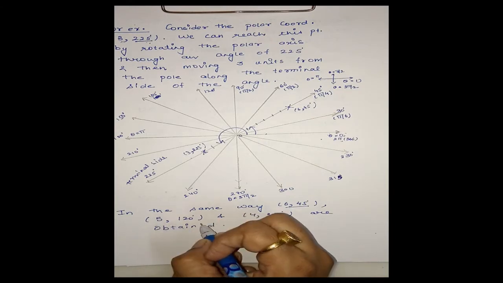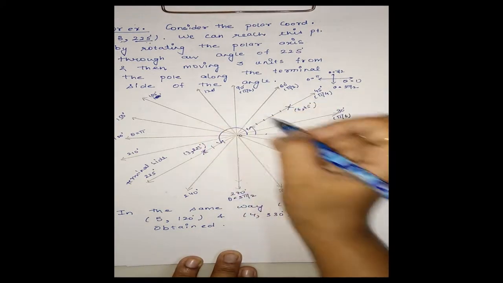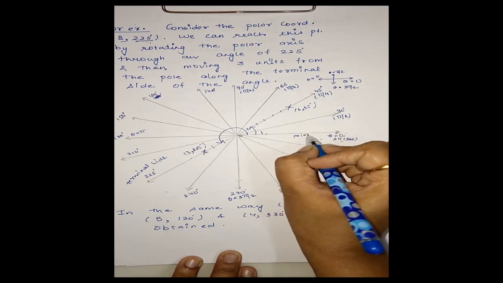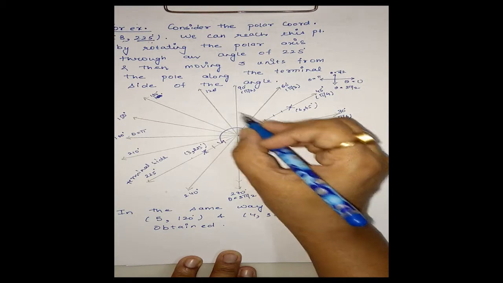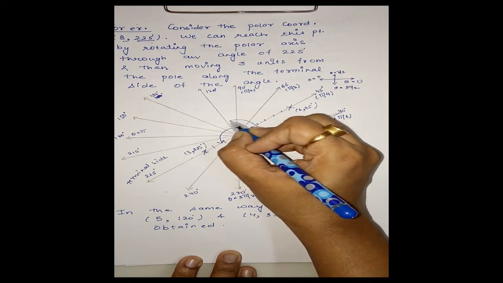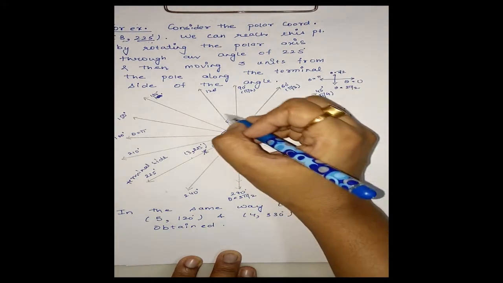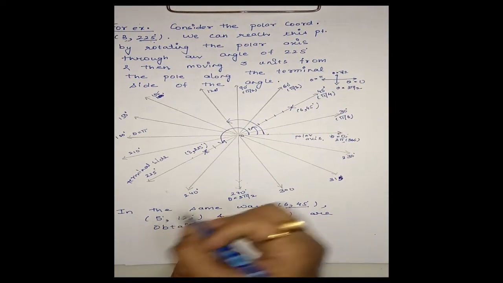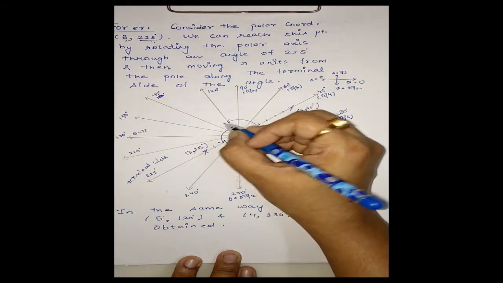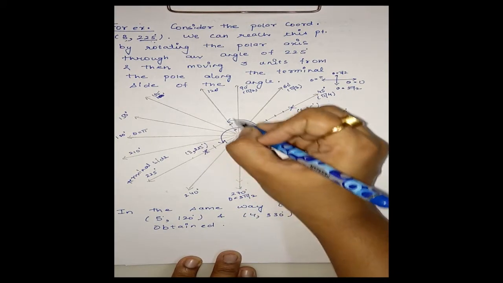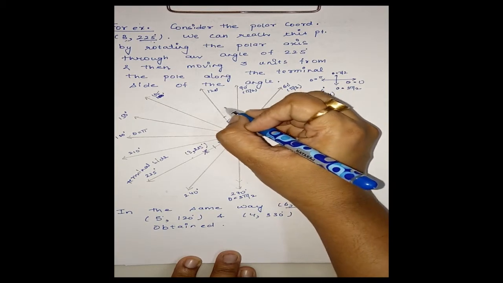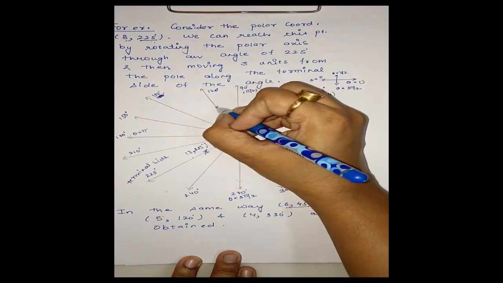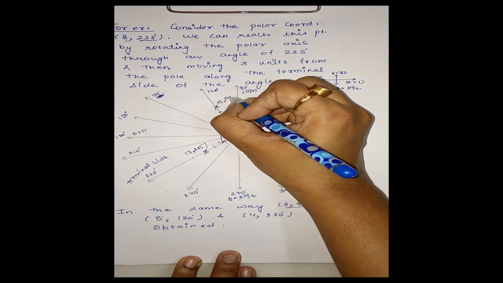Same way, (5, 120 degrees). 120 is here. Now rotating the polar axis or the initial line through an angle of 120 degrees in the anti-clockwise direction. This is 120 degrees. Now r is 5, taking 5 units along the terminal side: 1, 2, 3, 4, 5. Now this is the point (5, 120 degrees).